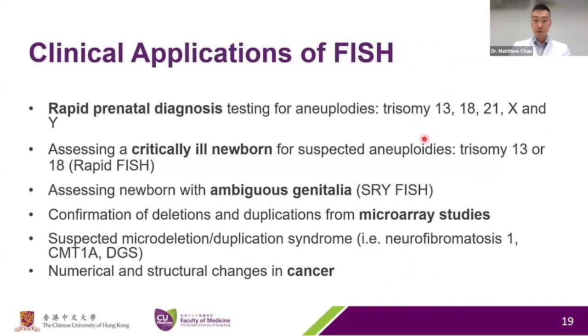There are many applications for FISH. First would be rapid prenatal diagnosis. So you can use centromere-specific probes to rapidly detect trisomy 13, 18, 21, and the sex chromosomes. It can also be used for DSDs as well. And if you find copy number gain or loss from another methodology, you can also target that specific region to confirm by FISH. You can also, for example, target the DiGeorge region or the NF1 region as examples.